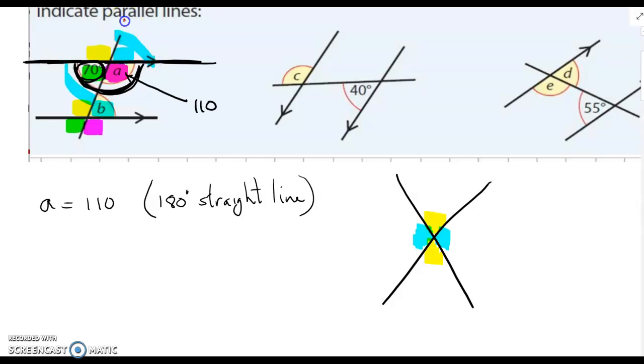Because you can see the x there. That angle is the same as that angle. They're vertically opposite. So, and if that's 70, well then this is 70. Okay, because they're corresponding. They're both blue. So B is equal to 70. It's corresponding.